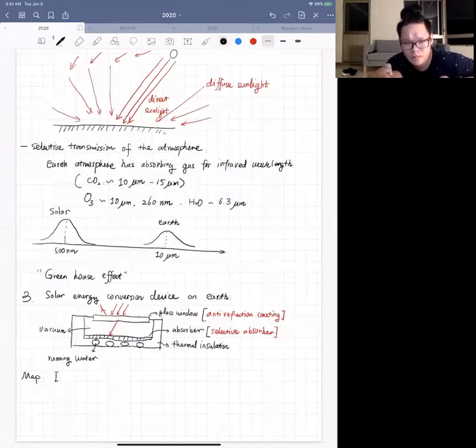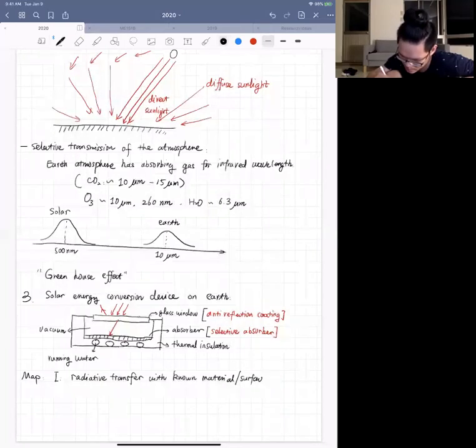The first part of the class, we will discuss radiative transfer, and we pretend we already know all the properties, with known material and surface properties. Let's say we already know the reflectance, the absorptance, the transmittance. Then how do we calculate and understand radiative transfer between different objects and surfaces? That's the first part of the class. Again, this will be kind of a review for many of you.